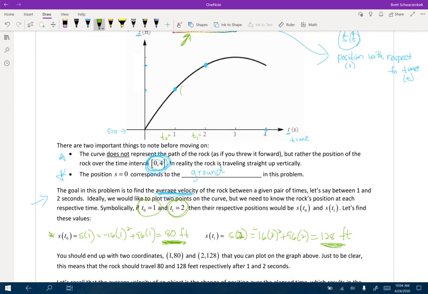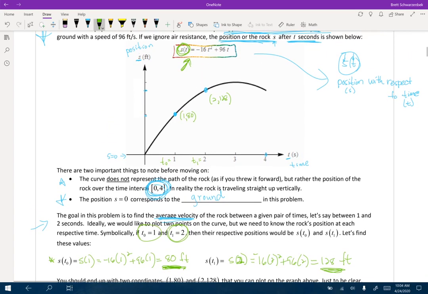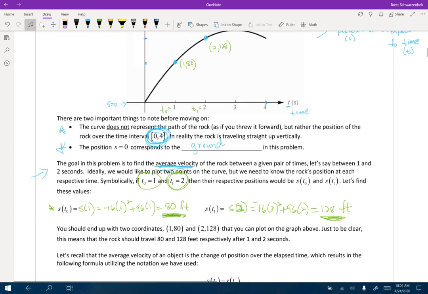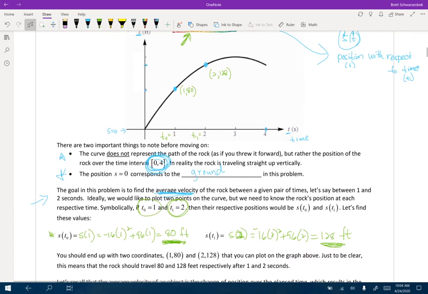We have (1, 80) and (2, 128) in terms of our basic work, which represents the y value, the position after the x amount of time. Okay, so again, what was the point of all this? If you recall, we want to find the average velocity of the rock. That was our goal. And where are we between the 2 times?